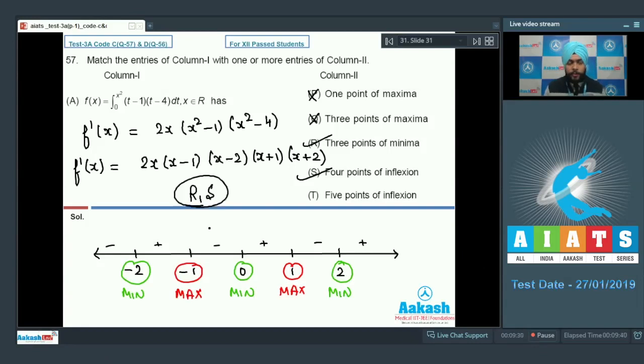We can also visualize that according to the graph of f dash x. So this is going to be the rough graph of f dash x. So we have 1, 2, 3, 4 points where horizontal tangent is there. That means f double dash x is equal to 0. Definitely 4 points of inflection. Let us move on to B part.